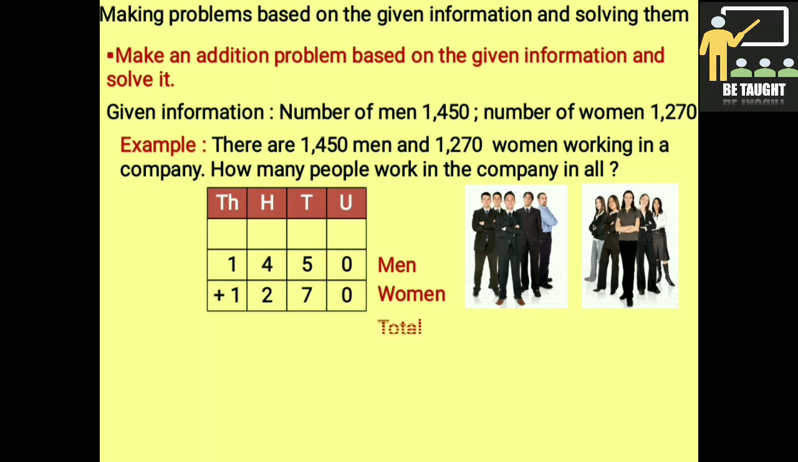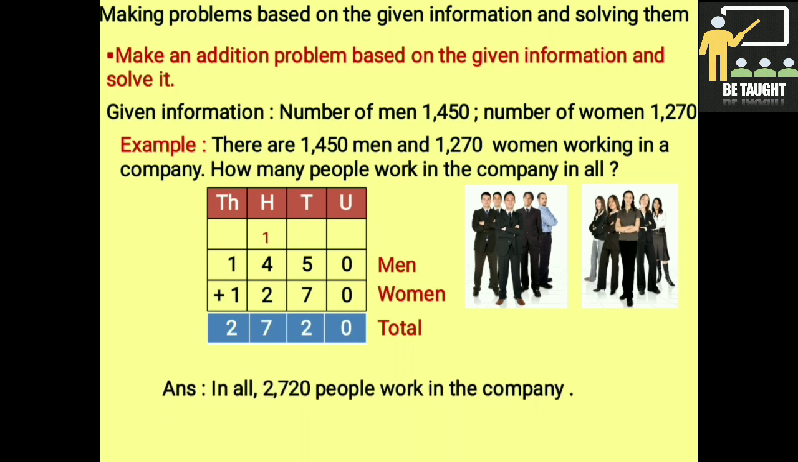0 plus 0 is equal to 0. 5 plus 7 is equal to 12. So 2 we write in the tens place and 1 carry over in the hundreds place. 4 plus 2 is equal to 6 plus 1 gives us 7. 1 plus 1 is equal to 2. So our final answer is in all 2,720 people work in the company.